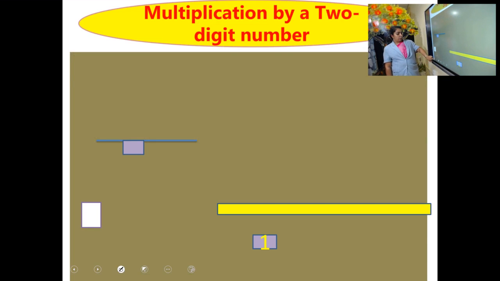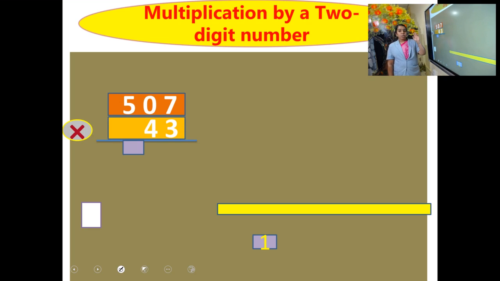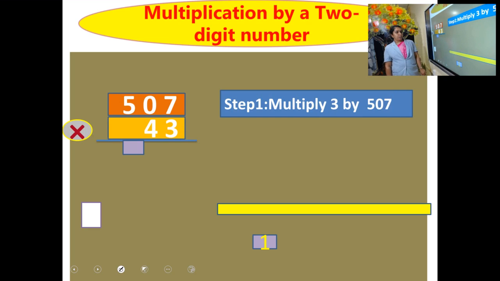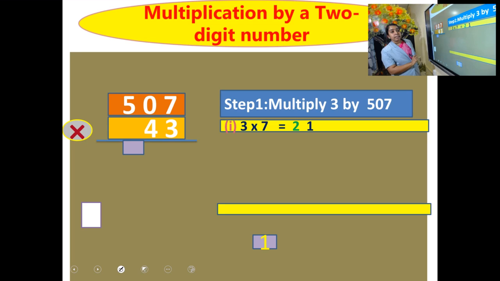So this is the question. 507 into 43. 507 is a 3-digit number, 43 is the 2-digit number. Then what is the first step? First step is multiply 3 by all the digits in the 507. So 3 7s are 21. So you have to write 1 in the ones place.